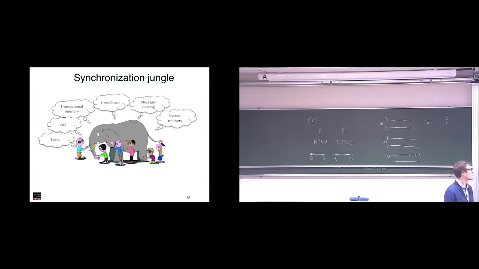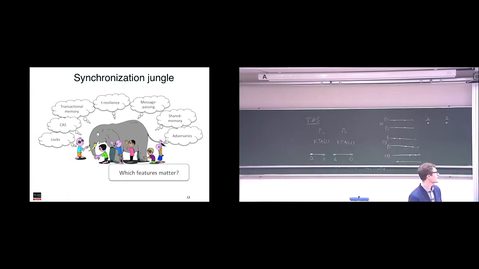You have some people who like message passing, some people who like transactional shared memory, and there are adversarial models, which I will probably mention. So the main question is, given all these parameters which you can use to specify your system, which of them matter, and what do they matter for? So that's basically the motto of this work: how to unify these different perspectives and get something tractable.